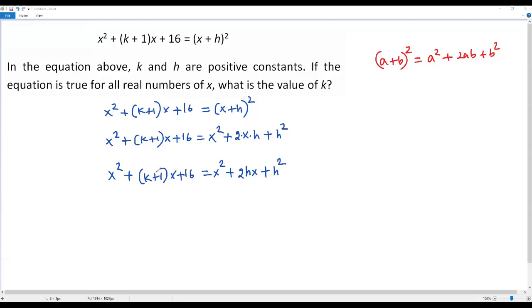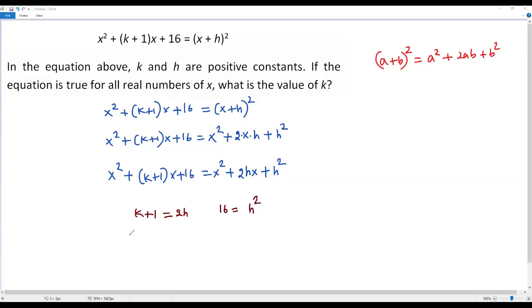What is the coefficient of x on the left side? That is k + 1. What is the coefficient of x on the right side? That is 2h. So k + 1 and 2h must be equal, because these two expressions are equal, so the coefficients of x must be equal. Now let's consider the constant term on the left side, that is 16. It must be equal to the constant term on the right side, that is h².